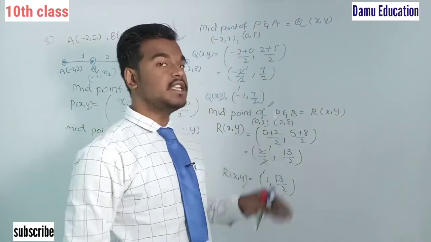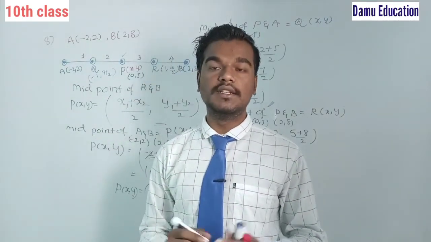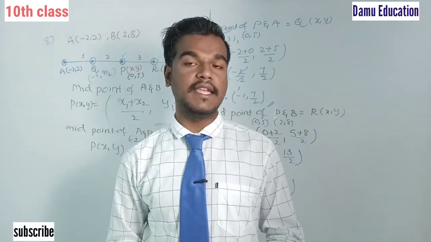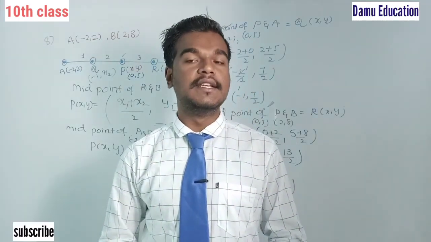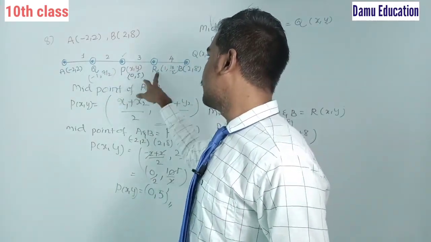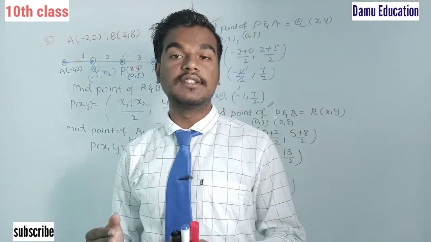So these are the three coordinates which will divide the line segment joined by the two coordinates A and B into four equal parts. These are the three: P of x comma y, Q of x comma y, and R of x comma y.